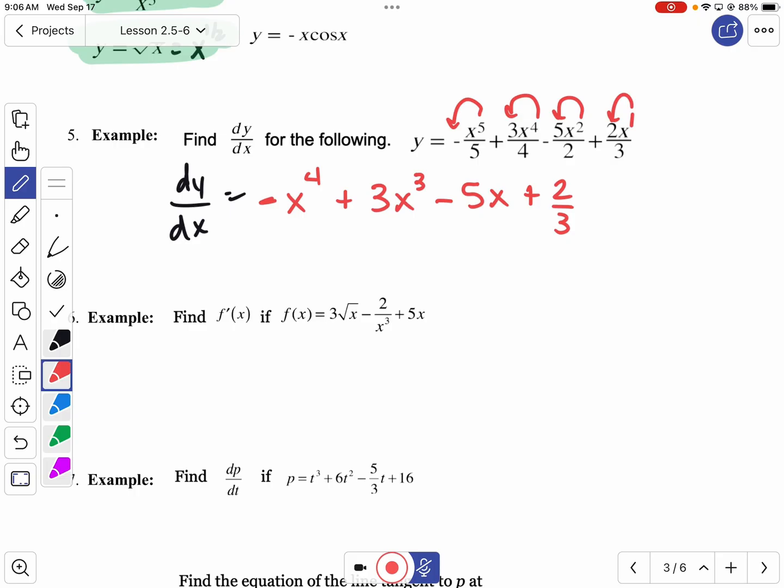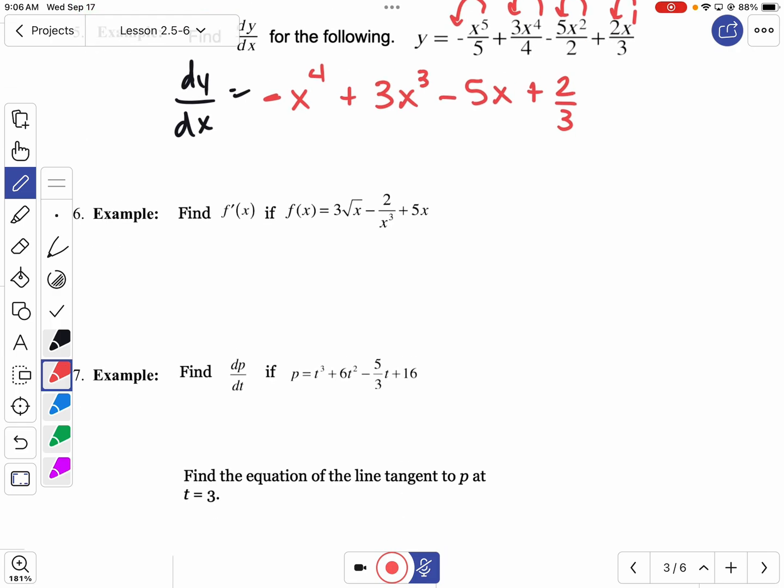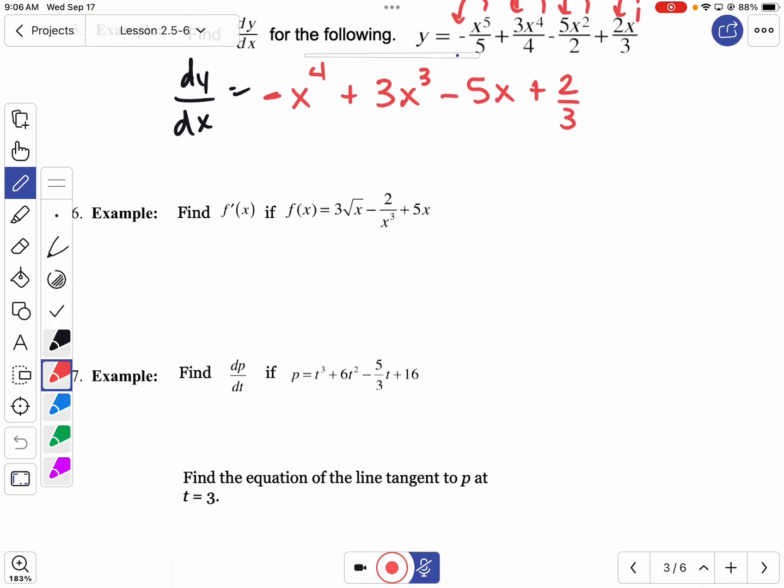All right, try the next two. Watch your variables. Rewrite if you need to start. Okay?